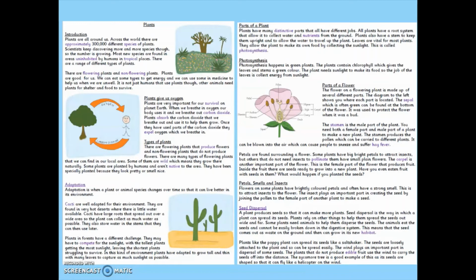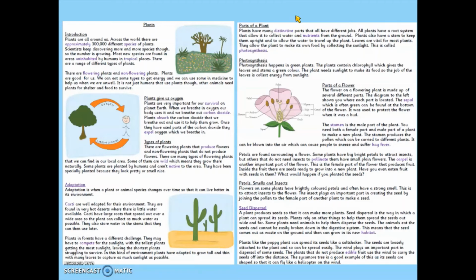Moving on to page 2. Parts of a plant. Plants have many distinctive parts that all have different jobs. All plants have a root system that allows it to collect water and nutrients from the ground. Plants also have a stem to keep them upright and to allow the water to travel up the plant.